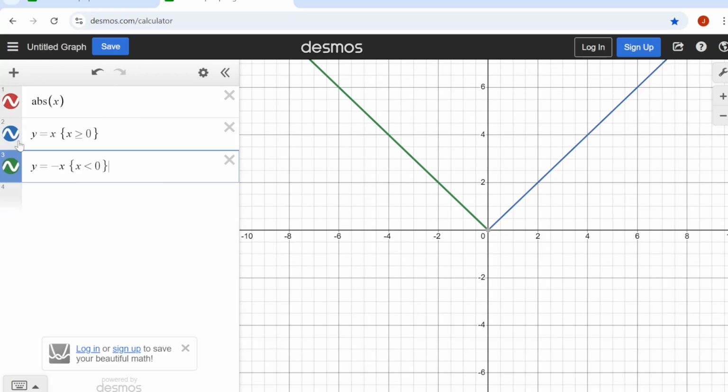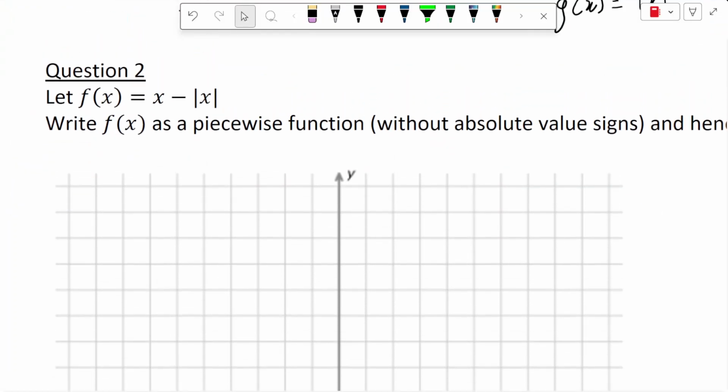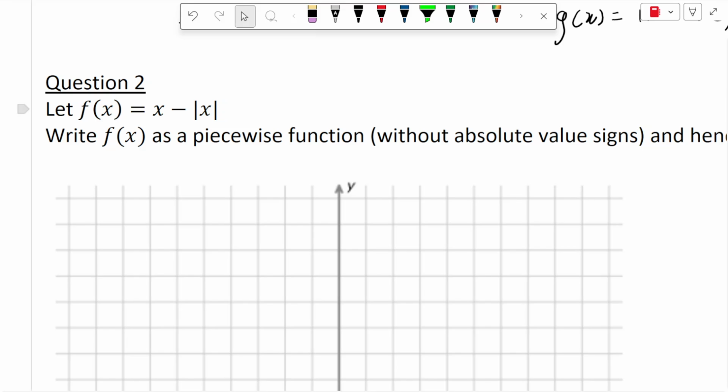And those two blue and green bits will perfectly define the line absolute value of x, but you have to do it in 2 pieces. Okay, now let's see if we can do f of x equals x take mod x.